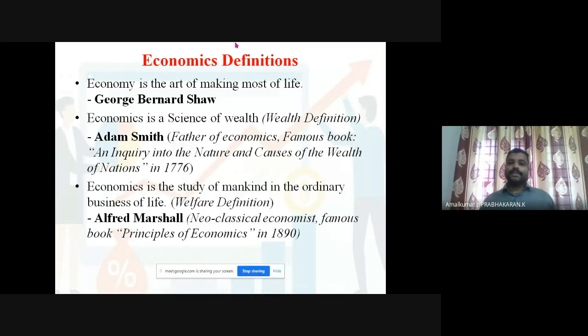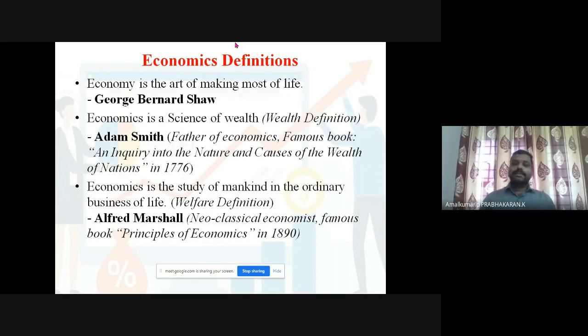Then this is the third definition, given by Alfred Marshall. Economics is the study of mankind in the ordinary business of life. This definition is called the welfare definition, because it focuses on the welfare of the people.